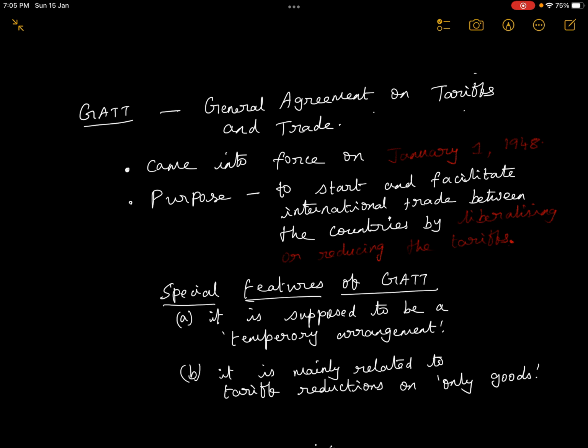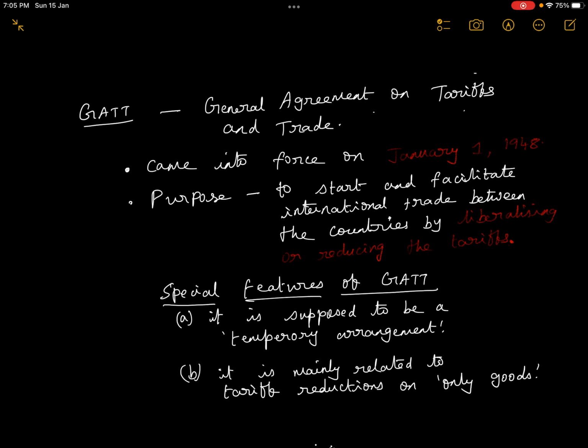The full form of GATT is General Agreement on Tariffs and Trade. The name itself says it is the agreement between the countries on what tariffs should be imposed. Tariff in the sense of import and export duties, that is, how much maximum import and export duties each and every country should impose. It came into force on 1st of January 1948.